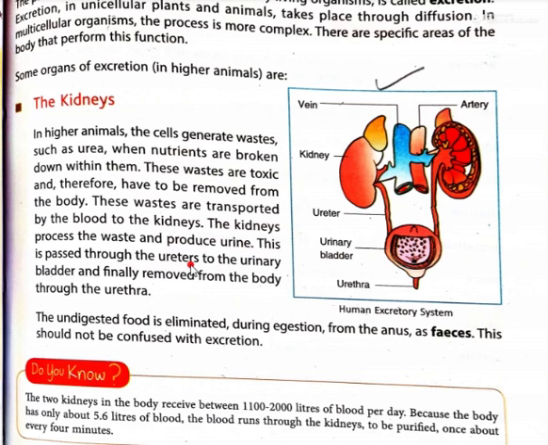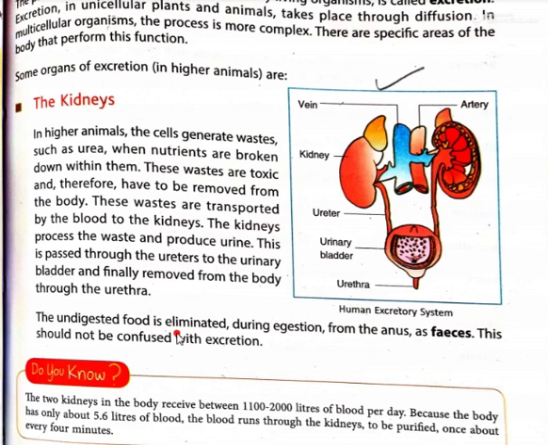This is passed through the ureter. Where is the ureter? This is a tube coming out from the kidney to the urinary bladder. That is the ureter. So in the kidney, urine is formed by the separation of waste from blood. Urine contains waste material. It is transported to the urinary bladder through the ureter, and from the urinary bladder, it is removed from the body through the urethra.